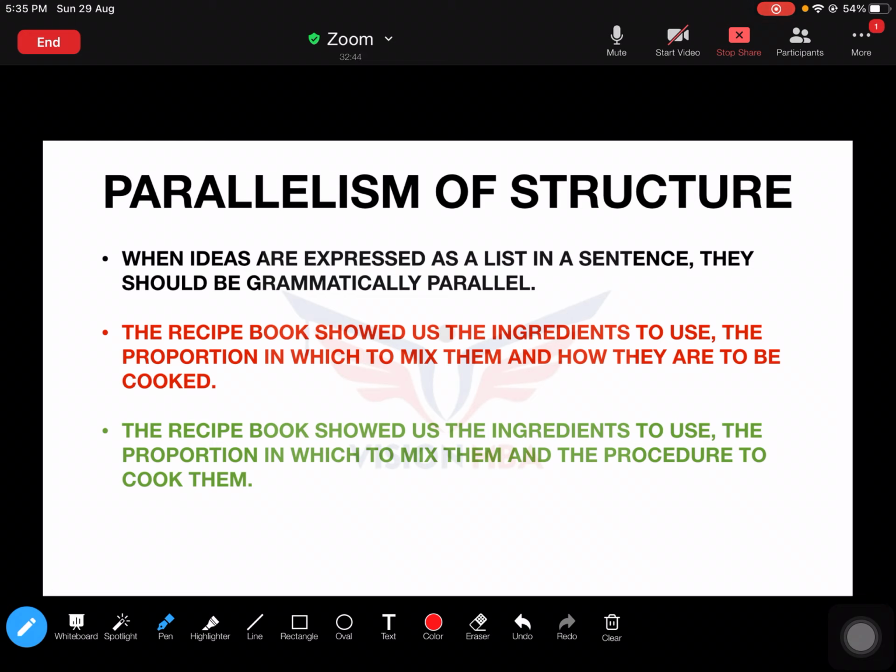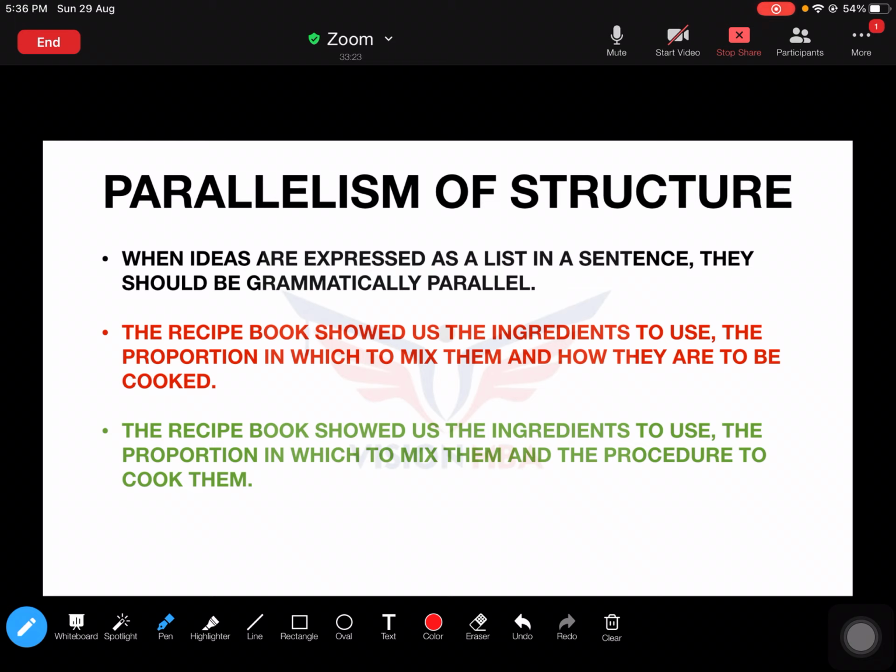The recipe book showed us the ingredients to use, the proportion in which to mix them, and how they are to be cooked. Okay. Now check the green sentence. The recipe book showed us the ingredients to use, the proportion in which to mix. Now check here: to use, to mix, to cook them. In the red one: to use, to mix, to be cooked. That is the reason it's wrong. They have to follow the same pattern. Infinitives are going on, and that is the pattern or the way sentences are expressed.